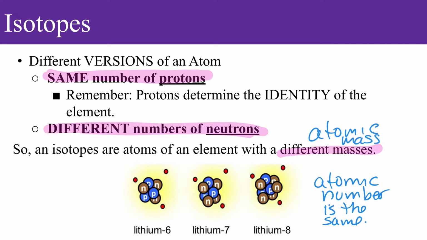So in this example, lithium, there's lithium-6, lithium-7, and lithium-8. All three of these have 3 protons. The difference is lithium-6 has 3 neutrons, lithium-7 has 4 neutrons, and lithium-8 has 5 neutrons.